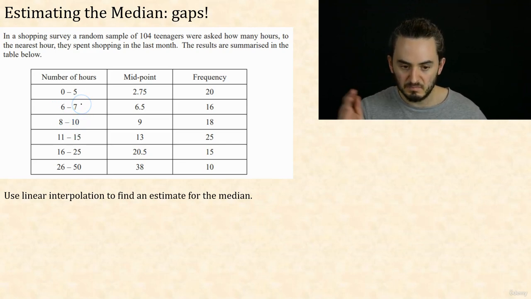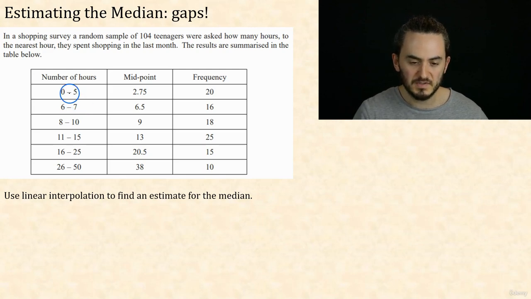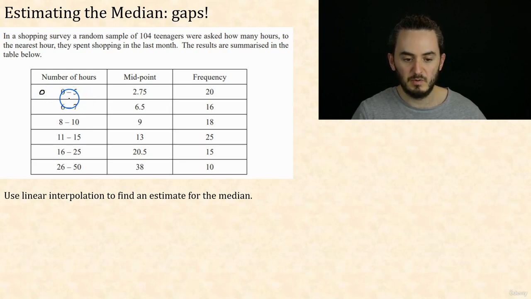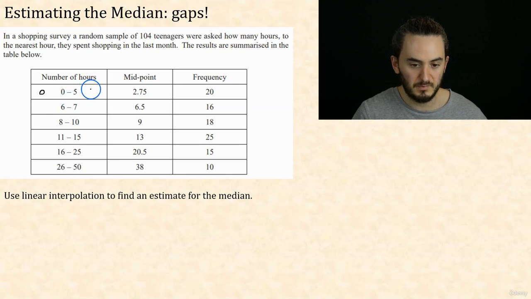So what we need to do in these kind of situations is think, what are the actual class boundaries? Well, certainly the smallest amount of time they could have spent is 0. But what's the biggest amount of time that could have still been in this column? Well, it's anything up to 5.5. So 5.5 is really the edge of that boundary. And the smallest thing that could have ended up in this class is 5.5, and the biggest thing is 7.5. So what we're doing here is actually writing down the real class boundaries.